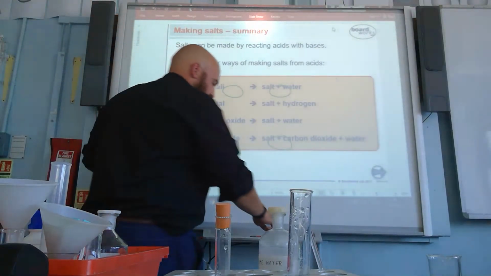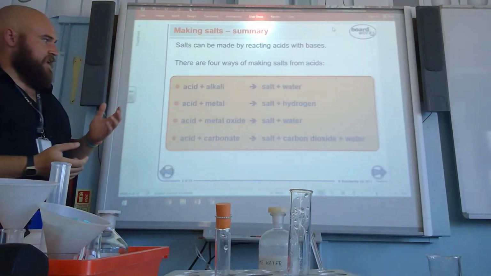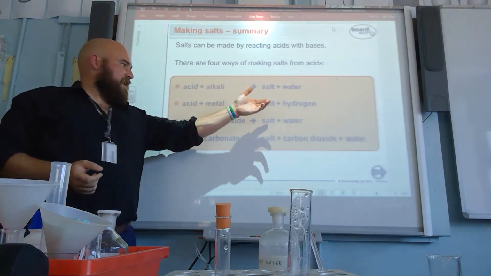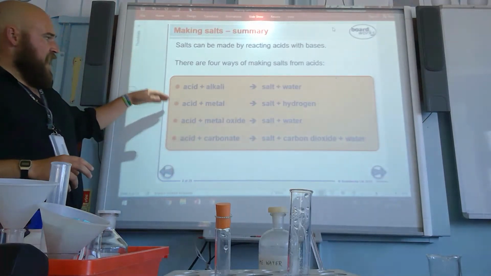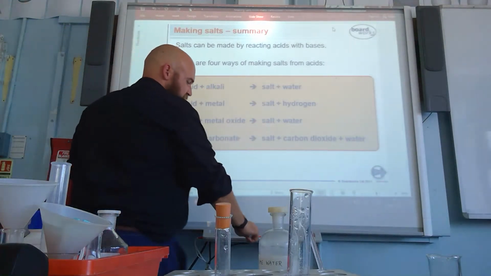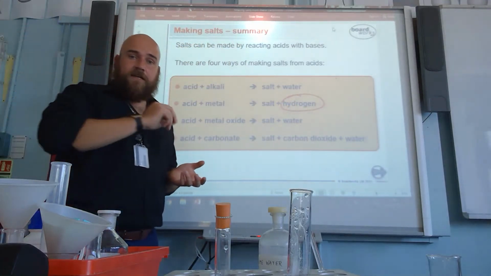So we've looked at different ways of making salts over the last few days. Acid plus alkali or acid plus metal oxide makes a salt plus water. Acid plus metal makes a salt plus hydrogen. How could we test the hydrogen? Squeaky pop test. Lit splint goes pop.